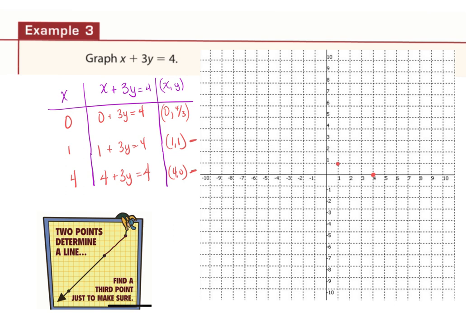And once I have that, I can just draw the line. And it will cross 0, 4/3, but 0, 4/3 would have been a little bit harder to put down. 4/3 is about 1 1/3. So you'll see that it did cross there. But it's easier to graph the ones that fell on the actual crosses. So that's one way to graph, is to just make a chart and graph your linear equation.